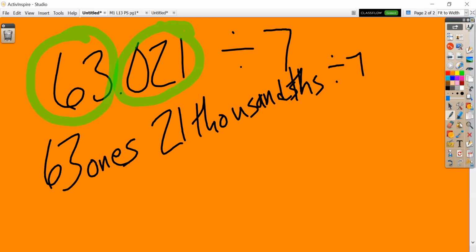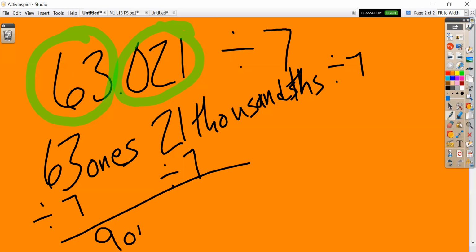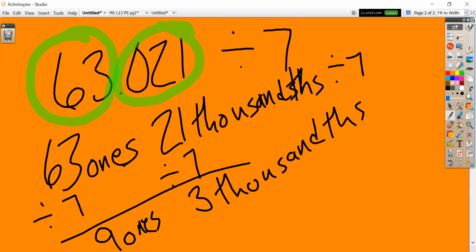So when we go to divide these by 7, I'm thinking of my multiples of 7. Well, I know 63 divided by 7 is 9. So it's 9 ones. And then 21 thousandths divided by 7, I know is 3. So it's 3 thousandths. So I know the answer to this problem without setting it up as long division, just by seeing the multiples in there. I can just do it really quickly. And I know that the answer is 9 ones and 3 thousandths.